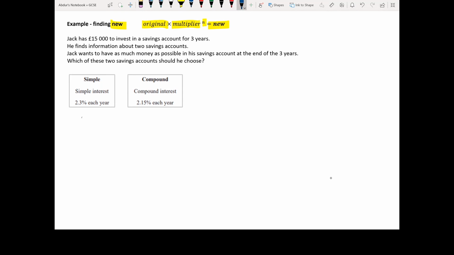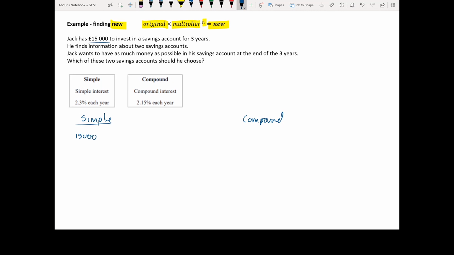Let's first of all take a look at splitting this page up into 2 parts. We've got the simple, and then we'll look at the compound here. Simple interest is where the interest is added on to the original amount at the beginning, the same amount each year. First of all, we've got 15,000 as the original amount.